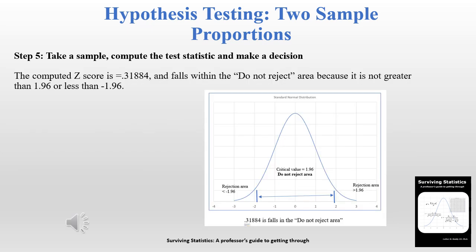All right, just a visual representation of what we did here. The z-score that we computed was 0.31884, and that definitely falls in the do not reject area because it's not in the tails. It's not greater than 1.96 or less than negative 1.96.